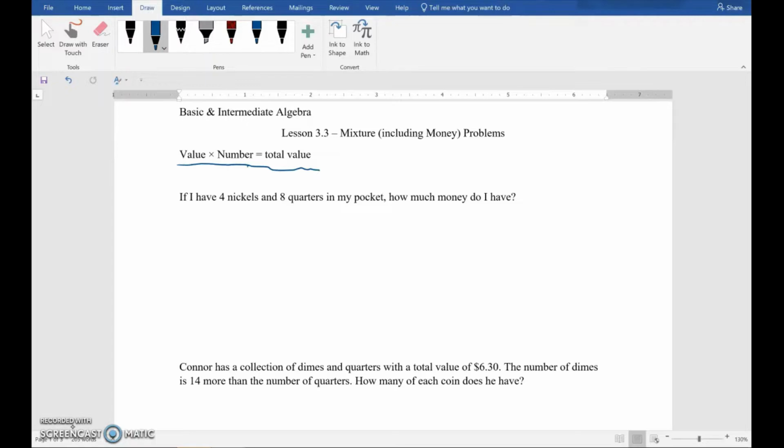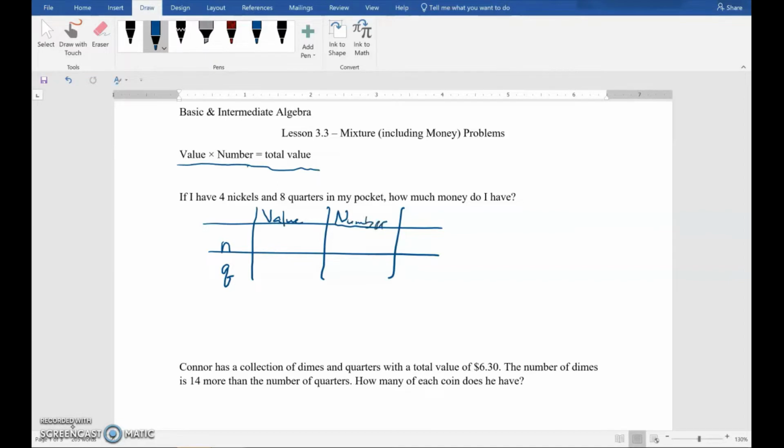If I have 4 nickels and 8 quarters in my pocket, how much money do I have? A lot of times you'll see this kind of chart that we will do too. Let's use N for nickels and Q for quarters, with columns for value, number, and total. What's the value of a nickel? A nickel's worth 5 cents, which in dollar form is 0.05. What's the value of a quarter? In dollar form, it's 0.25.